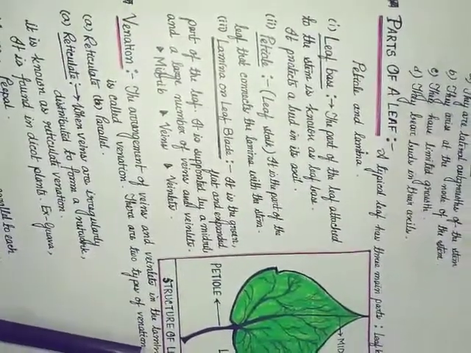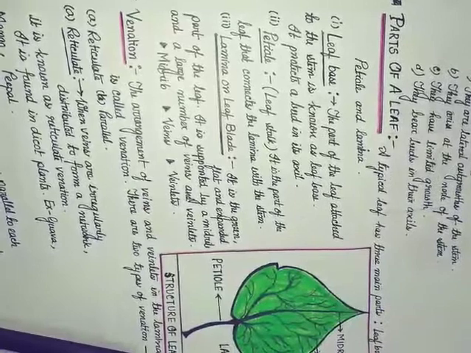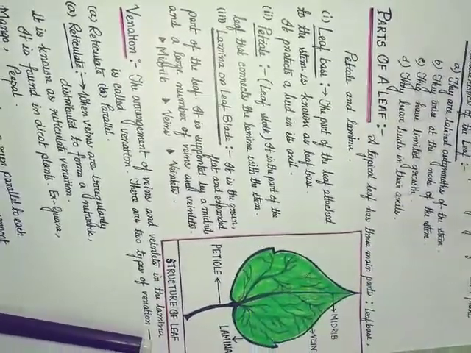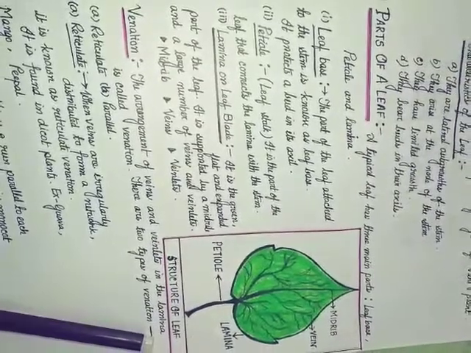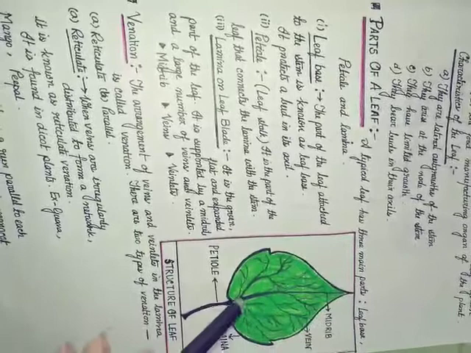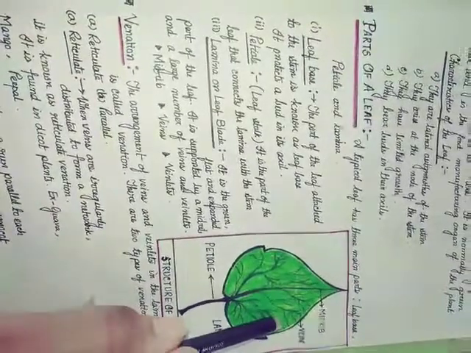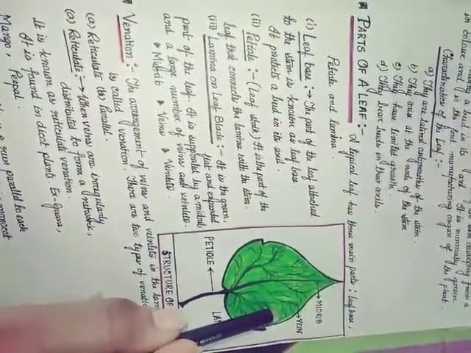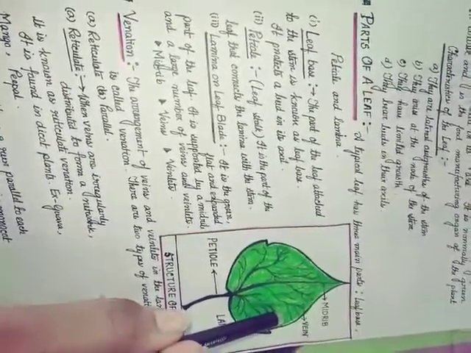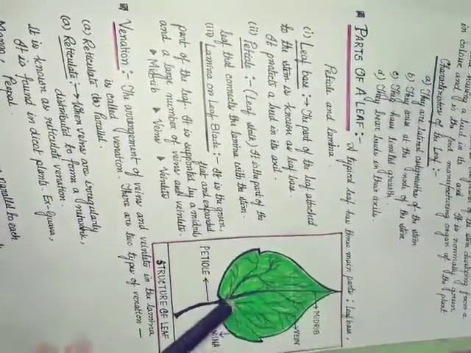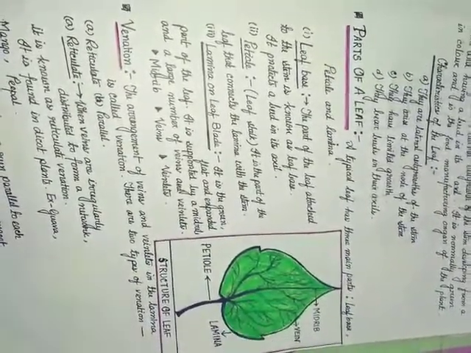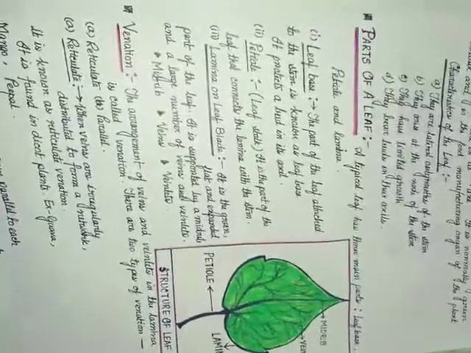The midrib forms the middle axis of the leaf blade. The lateral branches arising from the midrib are the veins, and the branches which further arise from the veins are the veinlets. Clear? From the midrib, the lateral branches are veins, and from the veins, the branches arising are veinlets.